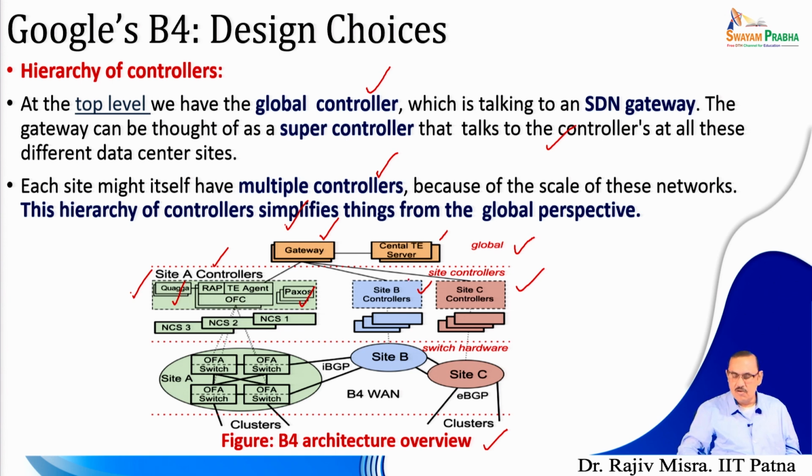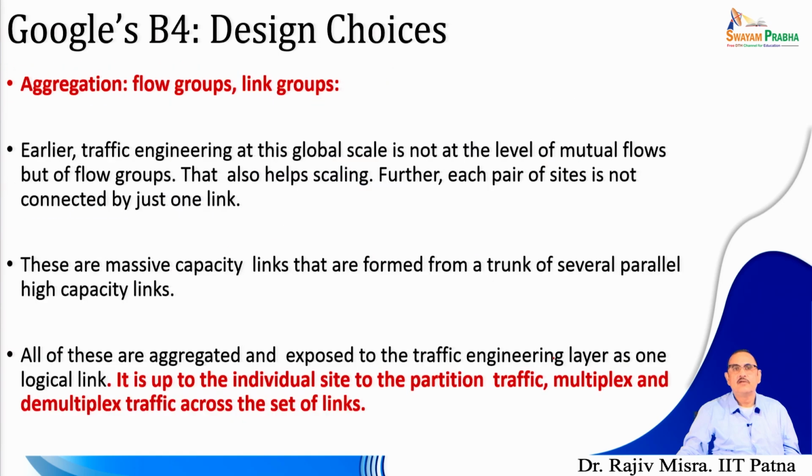Once this control plane makes its decisions based on the bandwidth requirements, these decisions will be forwarded to the switch hardware at different sites. At the site B switch, it is shown that the decisions are being forwarded with IBGP, and it is able to optimize the bandwidth usage or the traffic using traffic engineering.